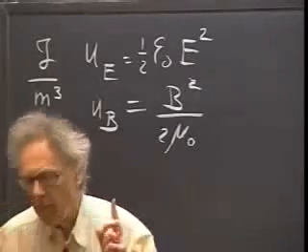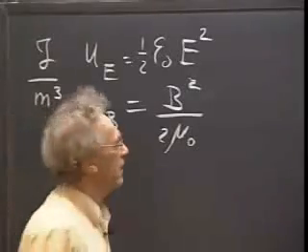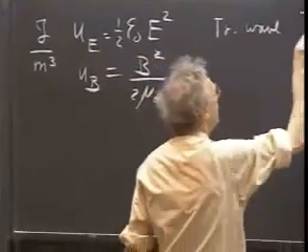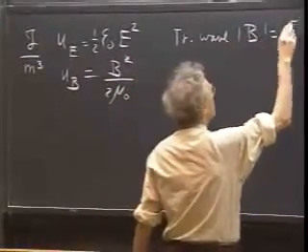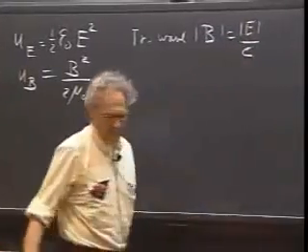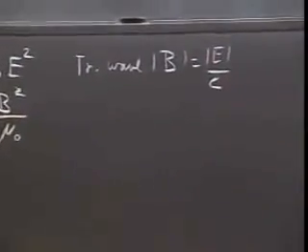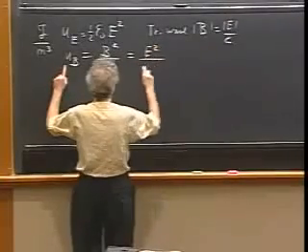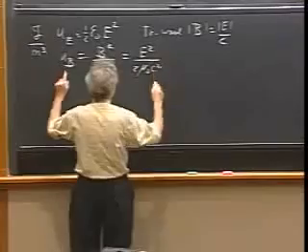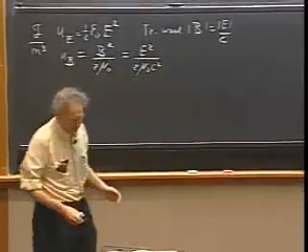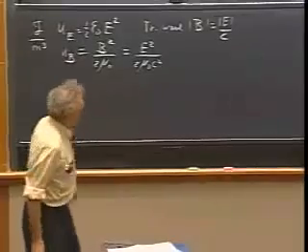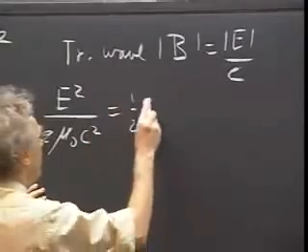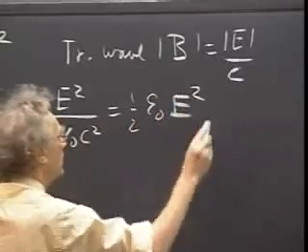Now a traveling EM wave, a traveling electromagnetic wave, so this is now a traveling wave. We know that the magnitude of B is the magnitude of E at any moment in time divided by c. So I can write this as E squared divided by 2 mu 0 times c squared. But c squared is 1 over epsilon 0 mu 0, so this is also 1/2 epsilon 0 E squared.